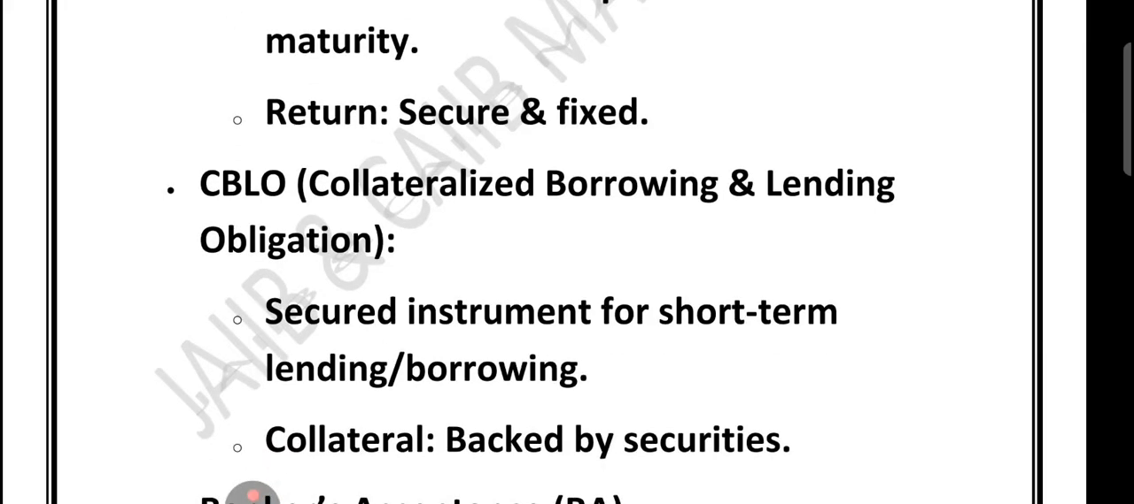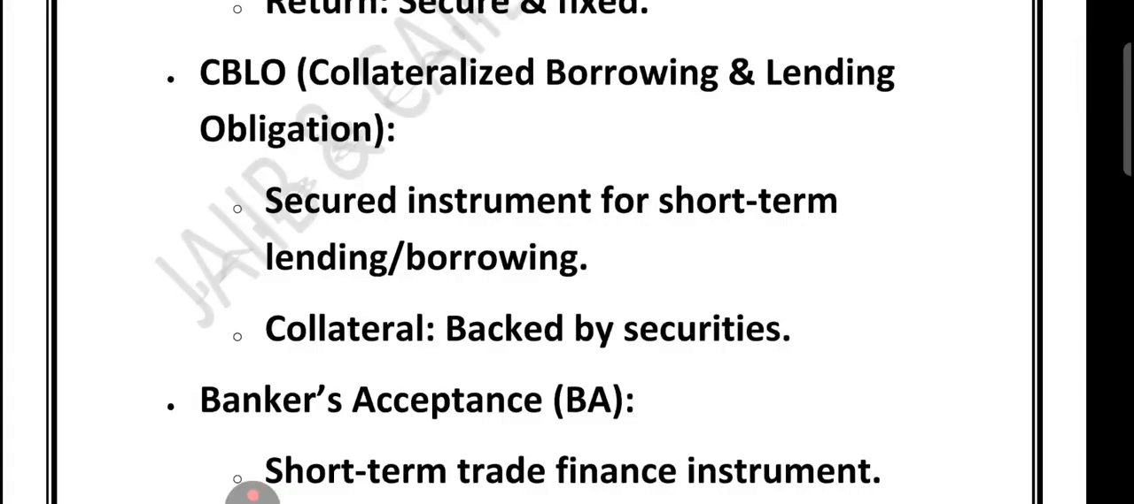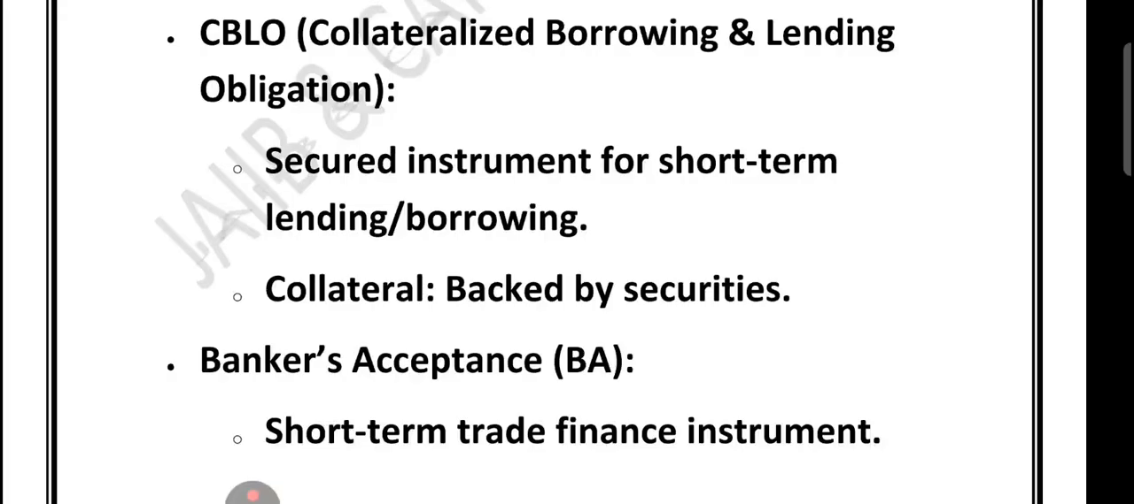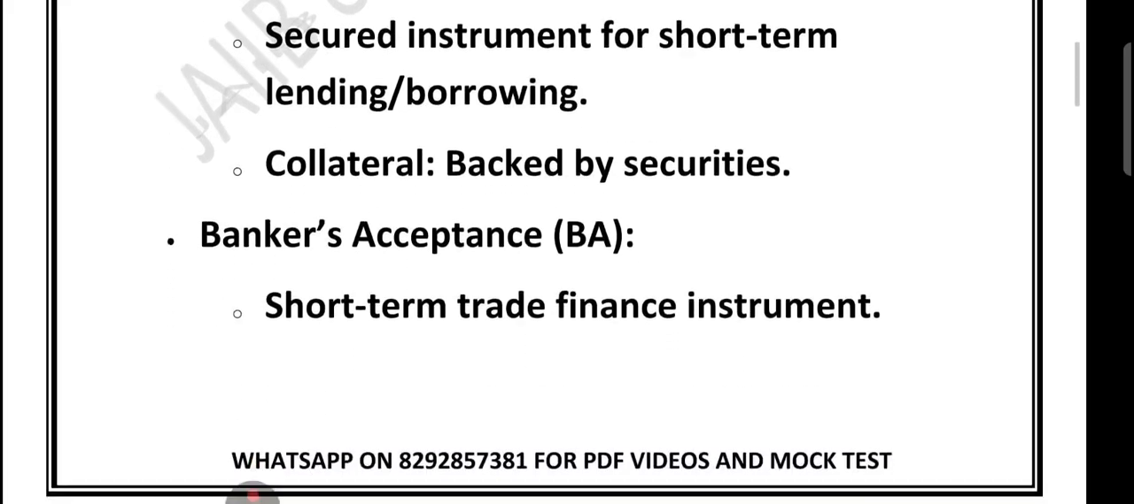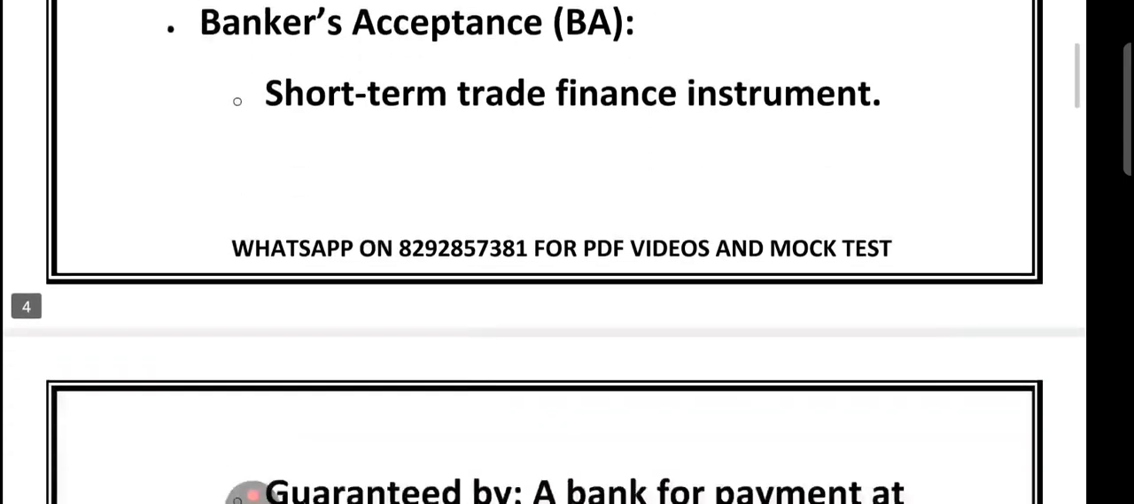CBLO, full form is collateralized borrowing and lending obligation. You can think of it as a secured lending platform where institutions lend and borrow short-term funds against collateral, right? What do institutions do? They lend and borrow what? Short-term funds against what? Against the collateral, and the collateral is usually government securities. Then comes banker's acceptance, in short we call it BA. This is a short-term trade finance instrument where a bank guarantees payment on behalf of a client at a future date. It is widely used in international and domestic markets.